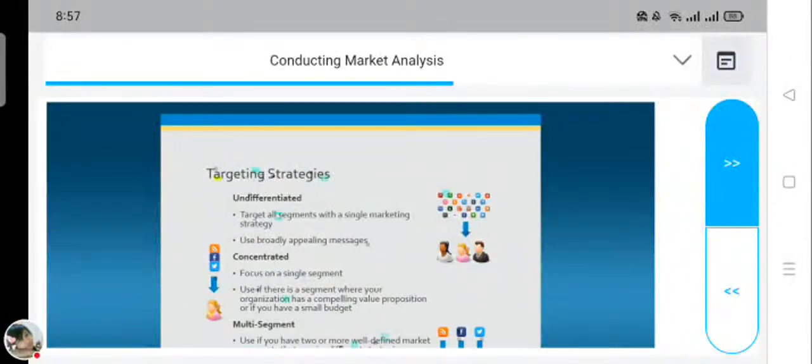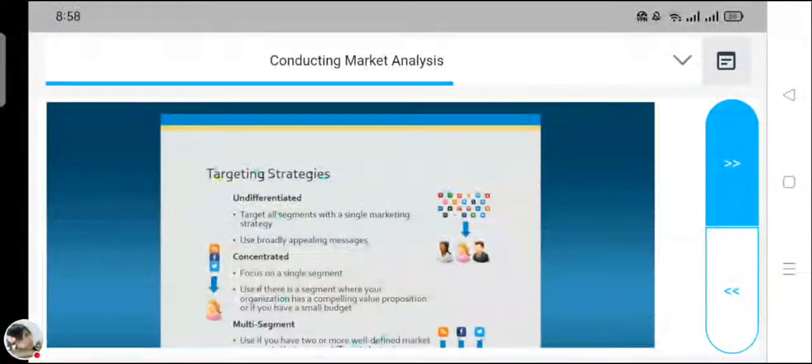A concentrated strategy is where you focus on a single segment, and this is best used where your organization has a very compelling value proposition for one particular segment, something that's going to appeal to a specific slice of people. You have a small budget, so you want to be able to get as much bang for your buck as possible, and so you decide to go with a concentrated approach.